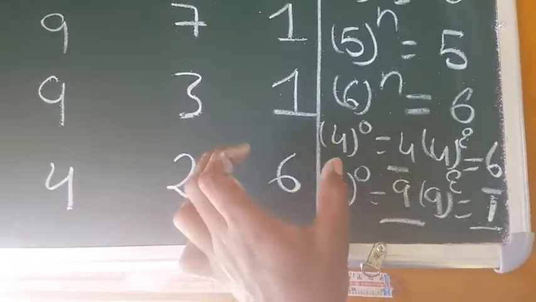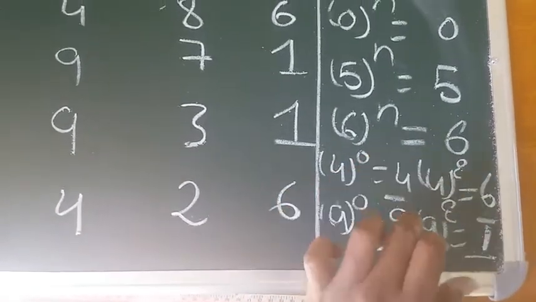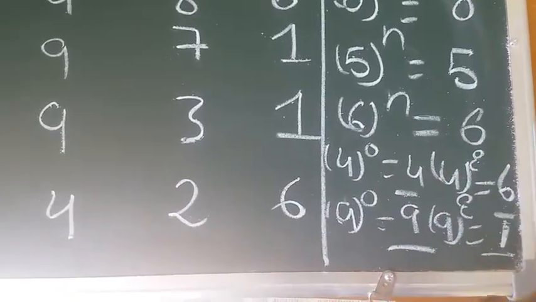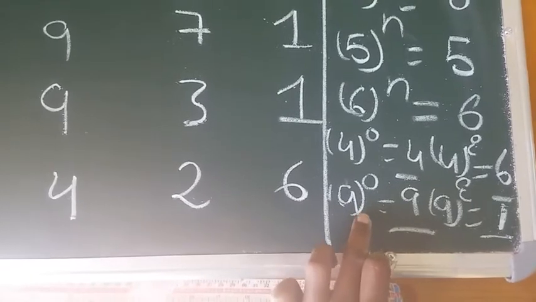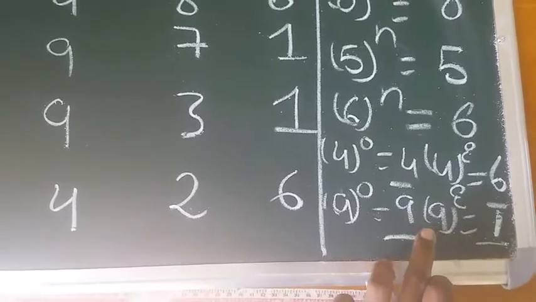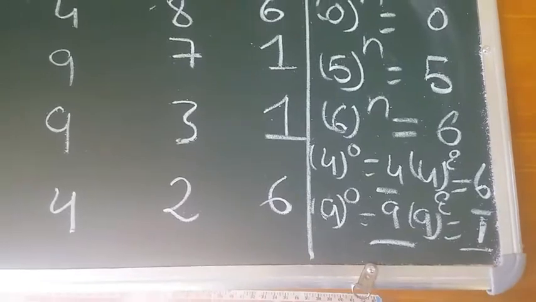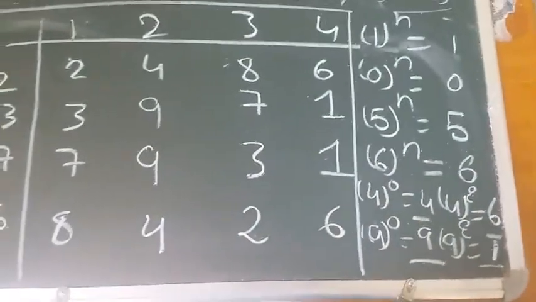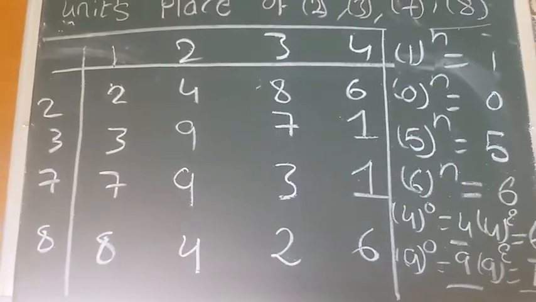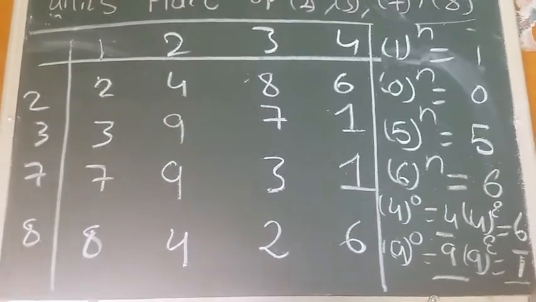You have to consider even and odd. When the power is odd, 4 power odd will have units place 4. When the power is even, 4 power even will have units place 6. Same for 9. When the power is odd, 9 power n will have units place 9. When the power is even, 9 power even will have units place 1. I hope you understood how to calculate the units place of any number. By this you can calculate the units place for any larger numbers.